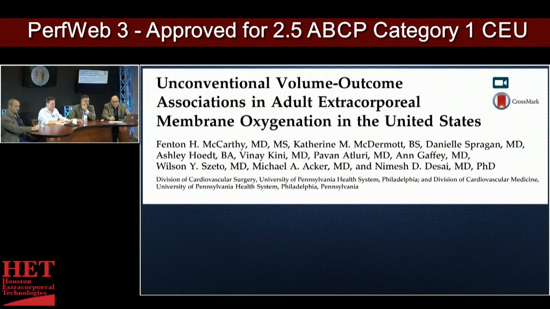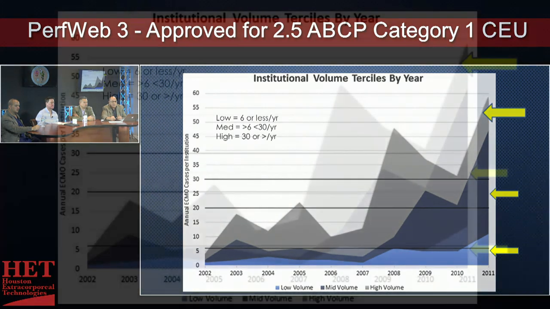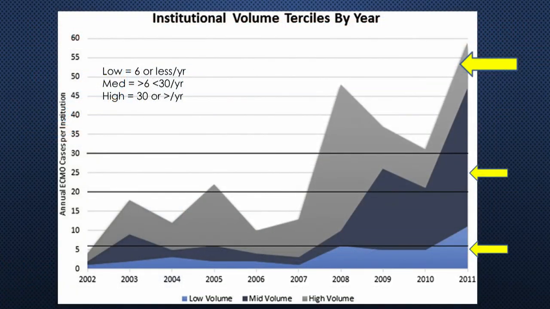This is very provocative, and this really got my attention. Unconventional volume outcome associations in adult extracorporeal membrane oxygenation in the United States, from University of Pennsylvania. If you look at the light gray, those are high volume ECMO programs. That's 30 or greater in a year. The dark blue is medium, between greater than 6 but less than 30 in a year. And the low volume in the light blue is 6 or less per year.